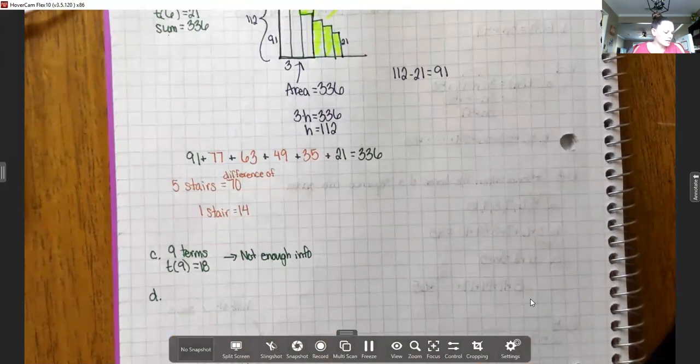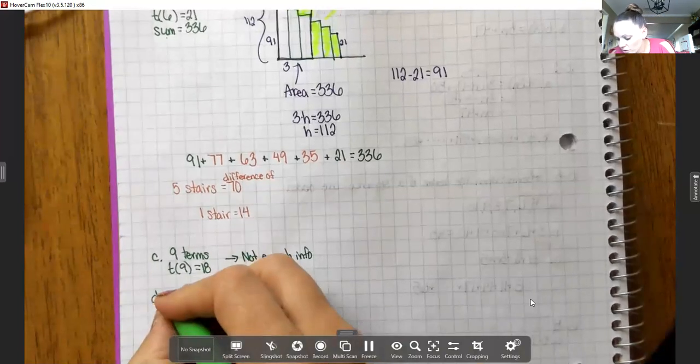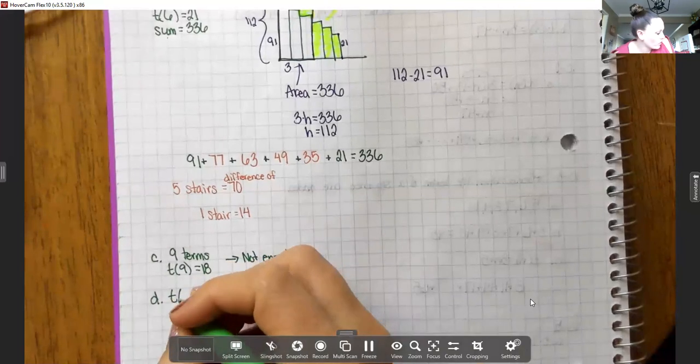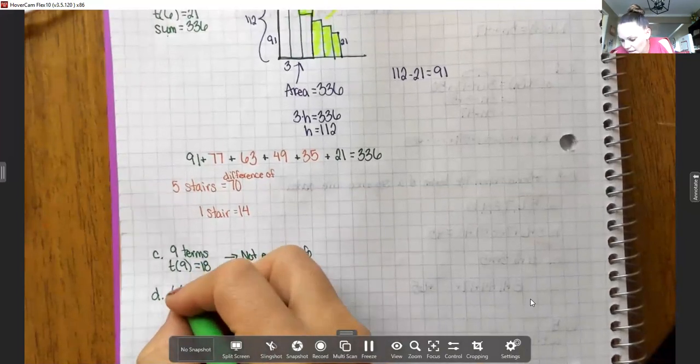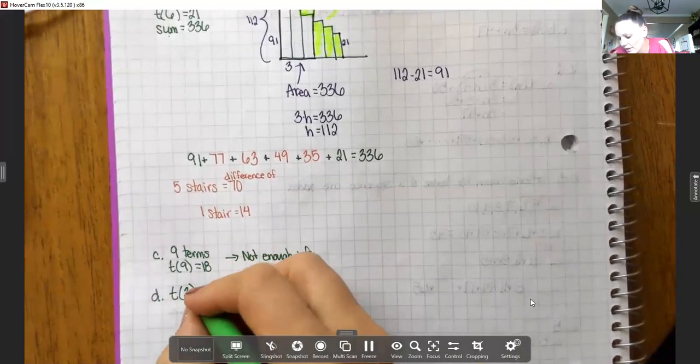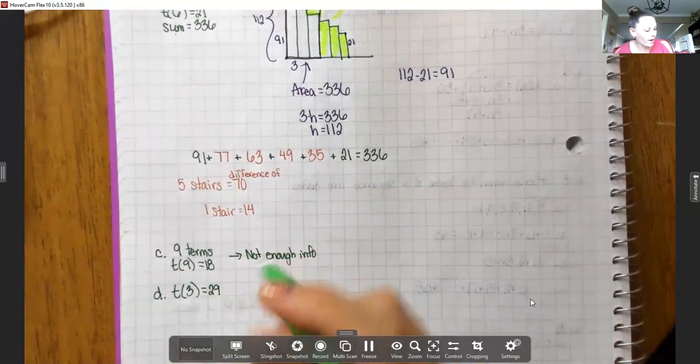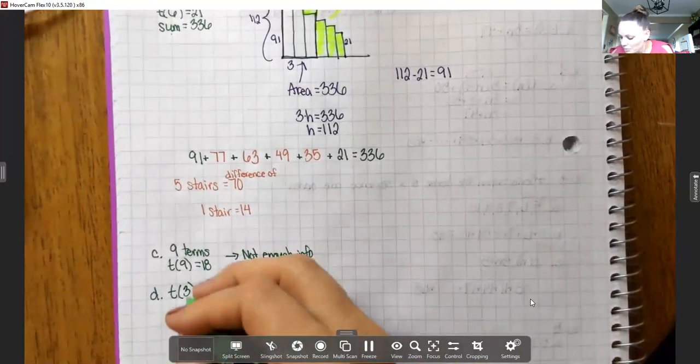All right, and then part D, the last one: the third term of an 18-term series is 29. The terms are increasing by 10. What is the series? What is the sum? So we know the third term is 18. No, sorry, is 29. There are 18 terms.